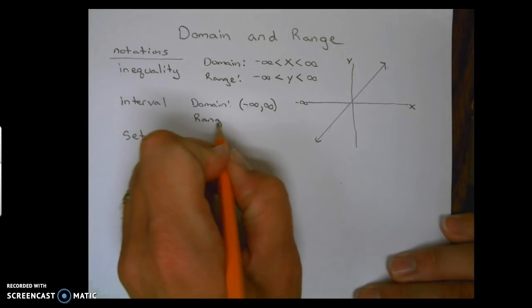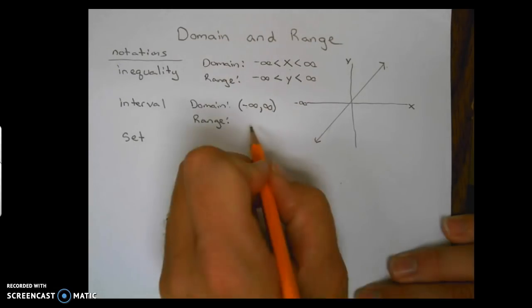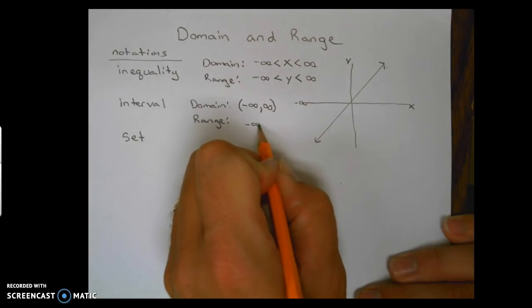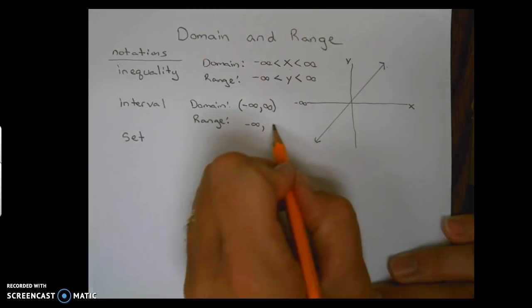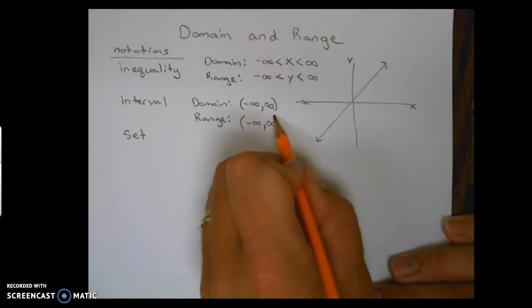Range, in this case, it's going to be the same thing. Infinitely down for the lowest value, infinitely up for the highest value, and infinity will always get parentheses.